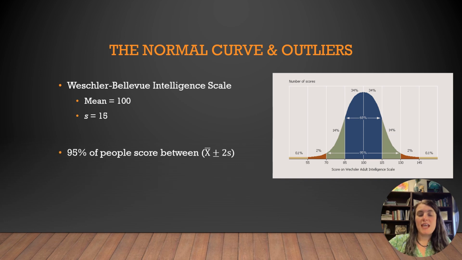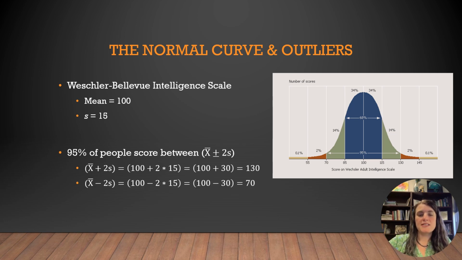We can now do the same thing for the 95% option, which requires us to add and subtract 2 of the standard deviation values from the mean. The mean of 100 plus 2 times the standard deviation of 15 gives us 100 plus 30, which gives us 130. The mean minus 2 times the standard deviation gives us 100 minus 30, or 70. So 95% of people will score between 70 and 130 on the intelligence scale.